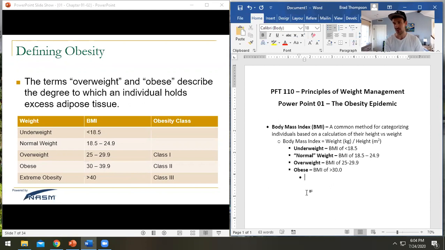These are special ones that you are really only going to see in some pretty severe cases. We have obese class 2, which is 30 up to 39.9. And then we have obese class 3, which is pretty extreme, anything greater than 40. So you could definitely have clients who fall into these categories.